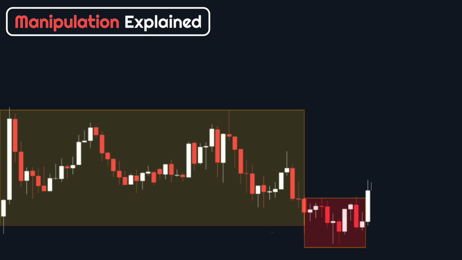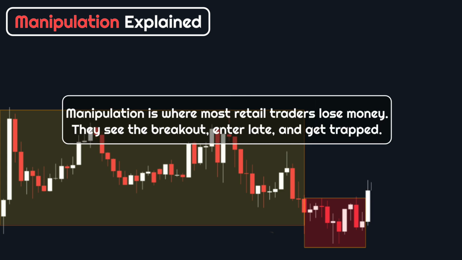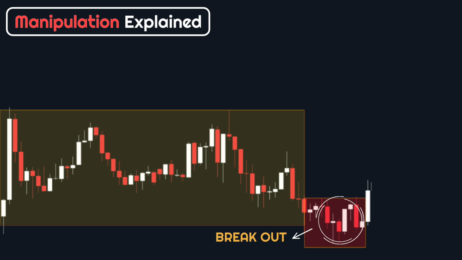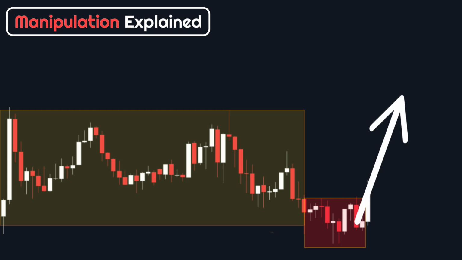Manipulation explained. Manipulation is where most retail traders lose money. They see the breakout, enter late, and get trapped. For example, if price breaks below a range low, retail traders expect continuation. They sell the breakout. But when price snaps back inside the range, those sellers are stuck. Their stops become buy orders, fueling the move in the opposite direction.